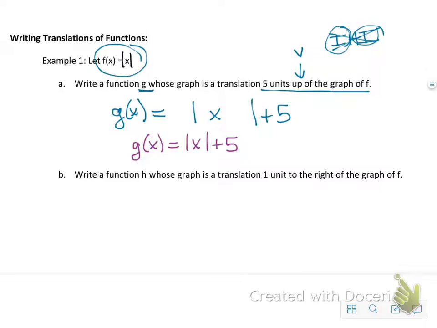Alright, for b, we're writing a function h, so we need h of x, whose graph is a translation 1 unit to the right. Well, right, that is horizontal. So we have an I high situation. Inside, horizontal, and inverse. So the horizontal is covered. It goes inside, which means that we have the x and the 1 both inside. Okay, that's taken care of. Now the inverse. So instead of 1 unit to the right, we're thinking negative to go left. So it's a minus. That's your answer.